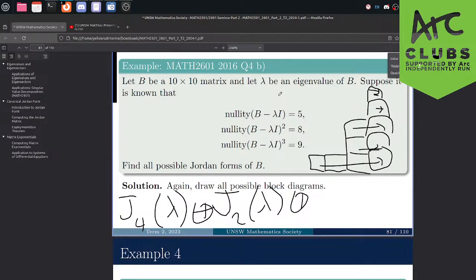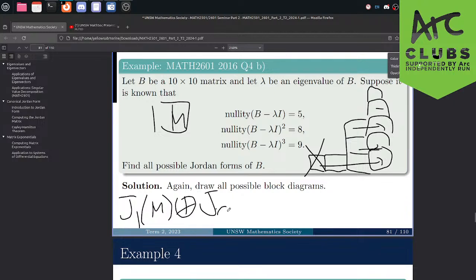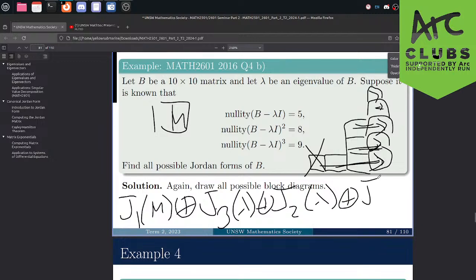The other one is where we have lambda. We have a block for mu. So we don't have this block, and it's a block for, say, mu. So then in that case, you have a Jordan chain of length 1 for mu, and then you direct sum it with J3 lambda, and then J2 lambda, because this is 3, this is 2, this is 2, this is 1, 1. So you do J3 lambda, 2 J2 lambdas, and then 1 J1 lambda.